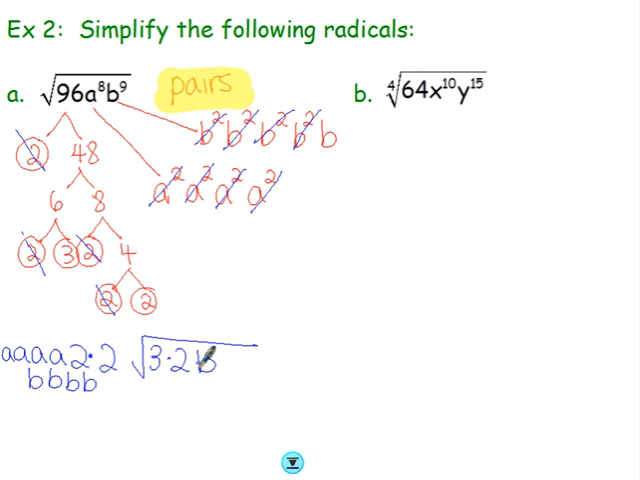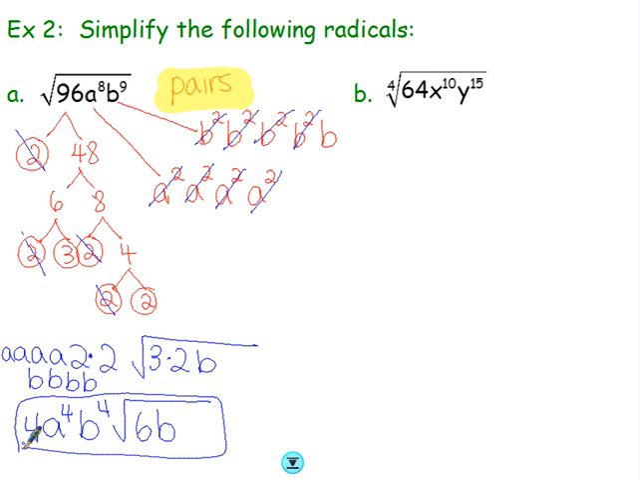So let's look at our final answer. 2 times 2 is 4. We have a total of A to the 4th power, a total of B to the 4th power. Inside the square root, 3 times 2 is 6B. Final answer.